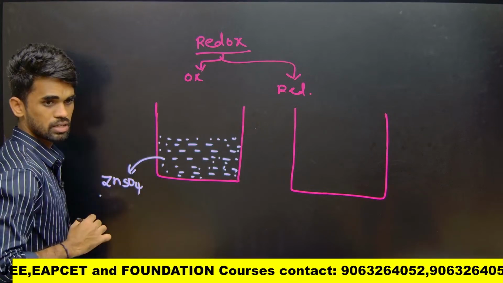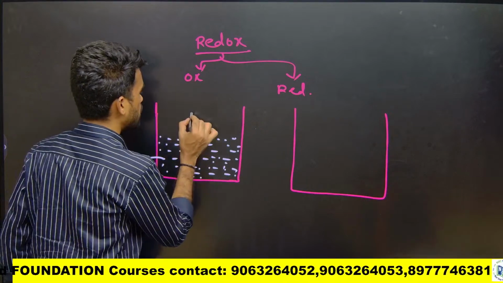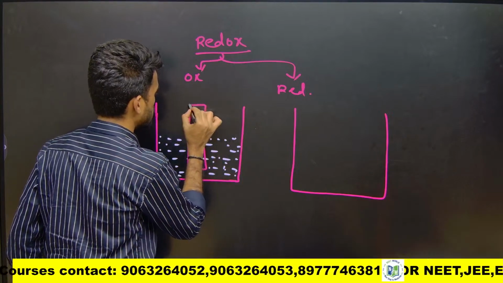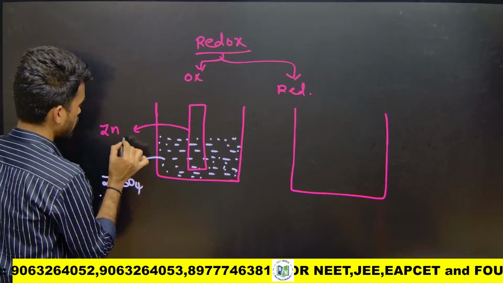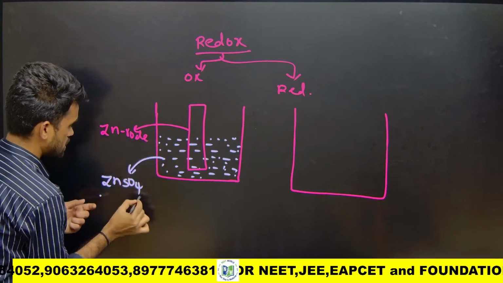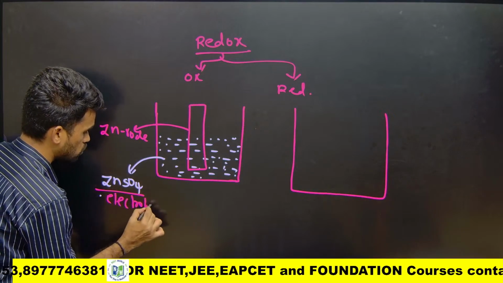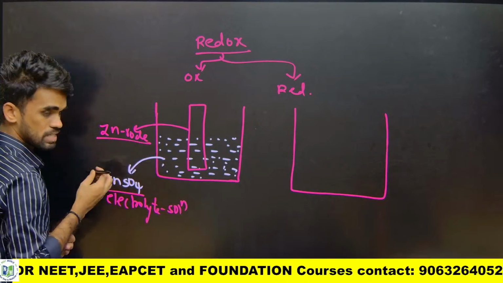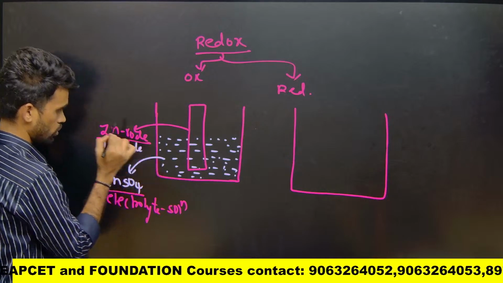Zinc sulfate solution. In this I am dipping a metallic rod. That metallic rod is nothing but a zinc rod here. So ZnSO4 is an electrolyte here. This is an electrolytic solution, and the zinc rod is called the electrode. You have to remember this.